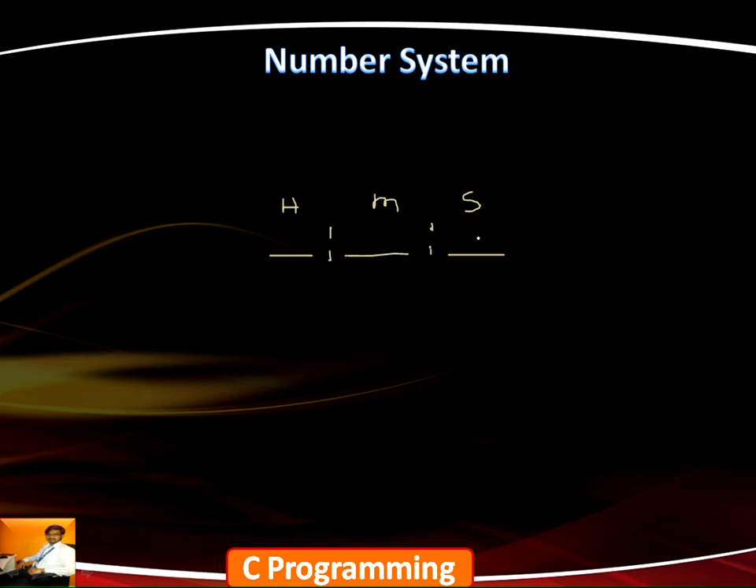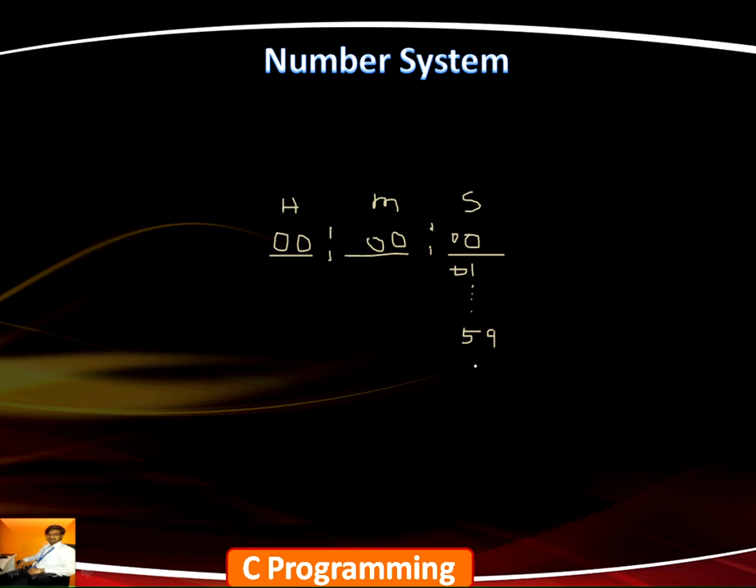Basically, all of them start with the minimum value as 0 seconds, 0 minutes, and 0 hours. Once the timer starts, the seconds get increased first. The next second is 1, and so on, up to the 59th second. So the minimum value is 0 and the maximum value is 59.